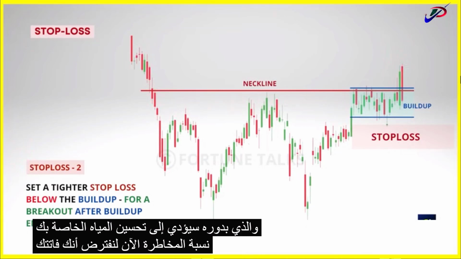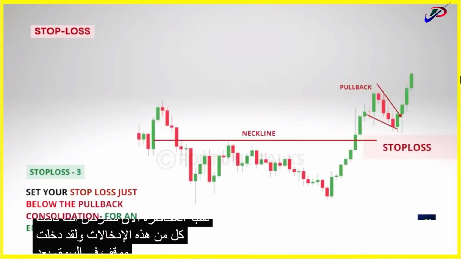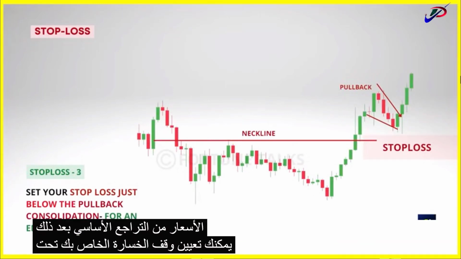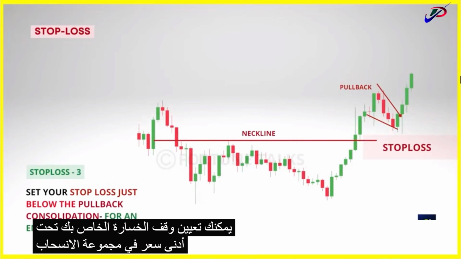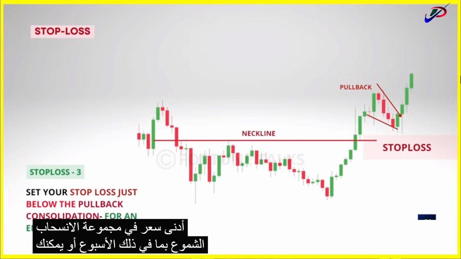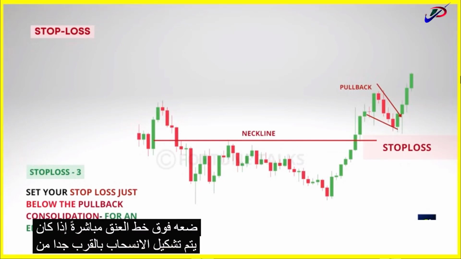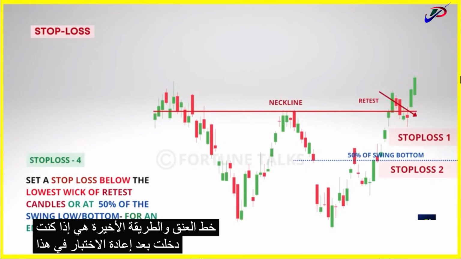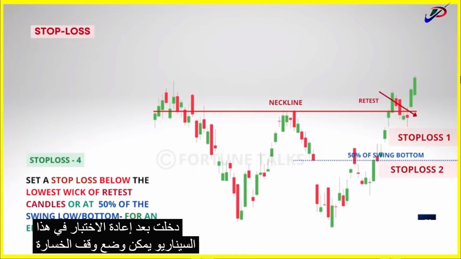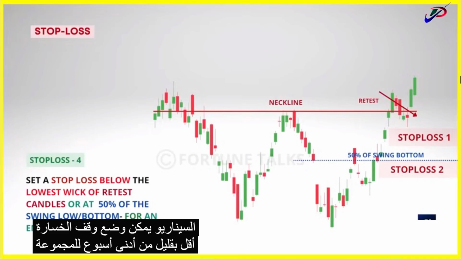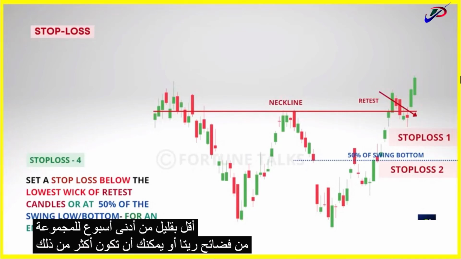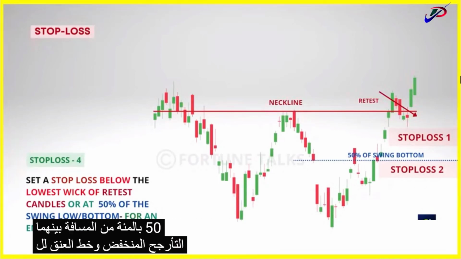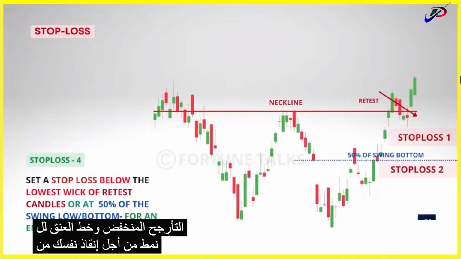Now let's say you have missed both these entries and you have entered a position in the market after the prices formed a primary pullback. Then you can set your stop loss below the lowest price in the group of pullback candles, including the wick, or you can place it just above the neckline if the pullback is formed very close to the neckline. And the last method is if you have entered after a retest. In this scenario, the stop loss can be placed just below the lowest wick of the group of retest candles, or you can be more conservative and place the stop loss at 50% of the distance between the swing low and the neckline of the pattern in order to save yourself from long wicks.